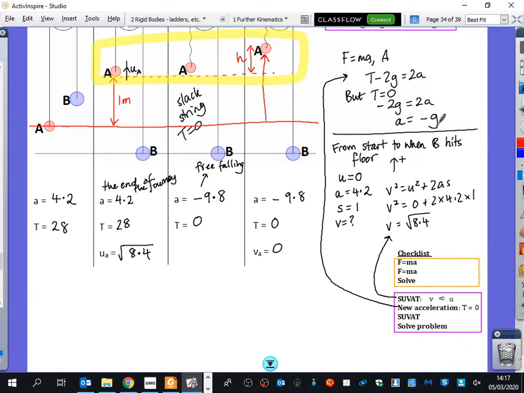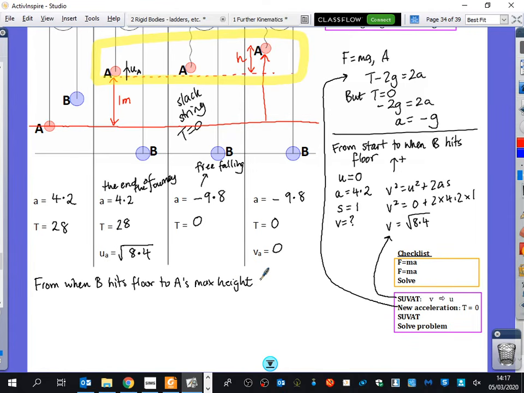So the next thing on our list is to do Suvat to find out this value of h. Remember, we're trying to say how far does A travel in that time? Well, we know from here to here is 1 metre. We need to work out that last bit there, which is h. So I'm going to do another bit of Suvat, and this is going to be from when B hits the floor to A's maximum height.